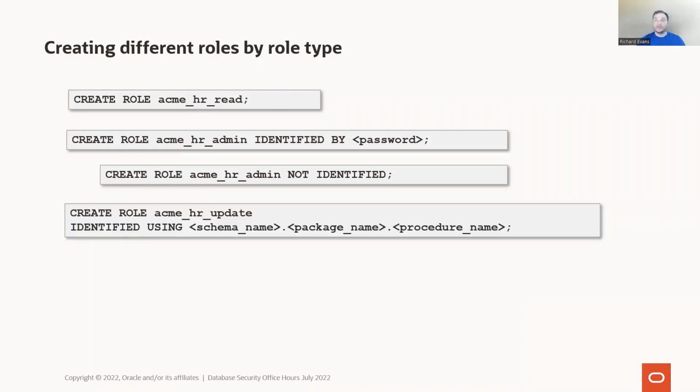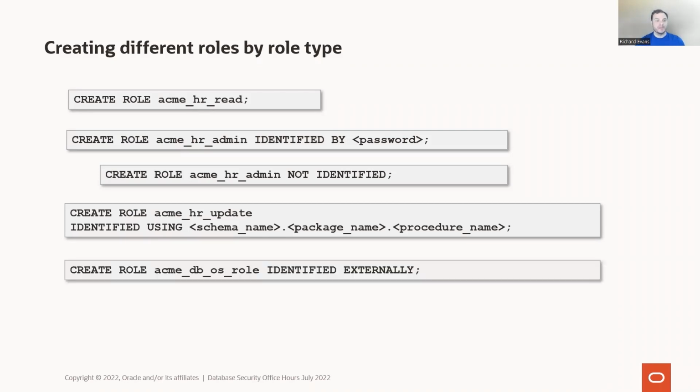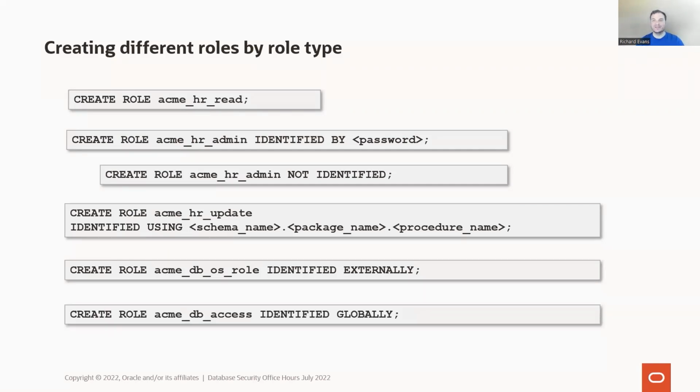If I want to create a role using a package and a procedure, I'll show you that later when we get to secure application roles, identified using, right? We create a role externally identified. Maybe we're doing RADIUS, identified externally, identified globally, right? Our CMU, our Active Directory, our OUD, our centrally managed users, identified globally. We'll see that as we go in the presentation.